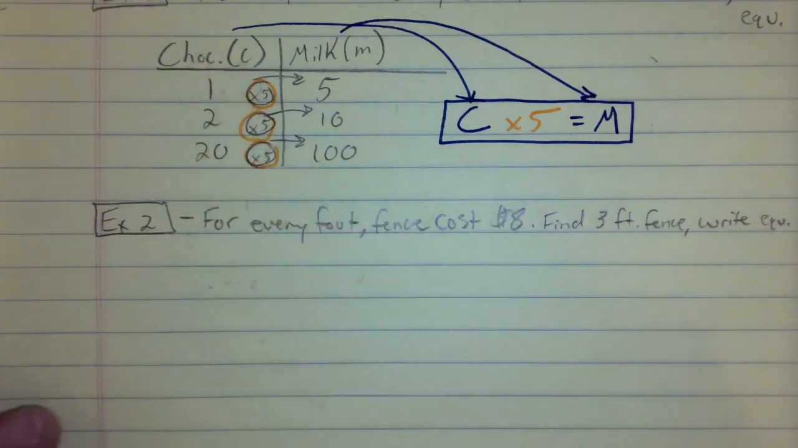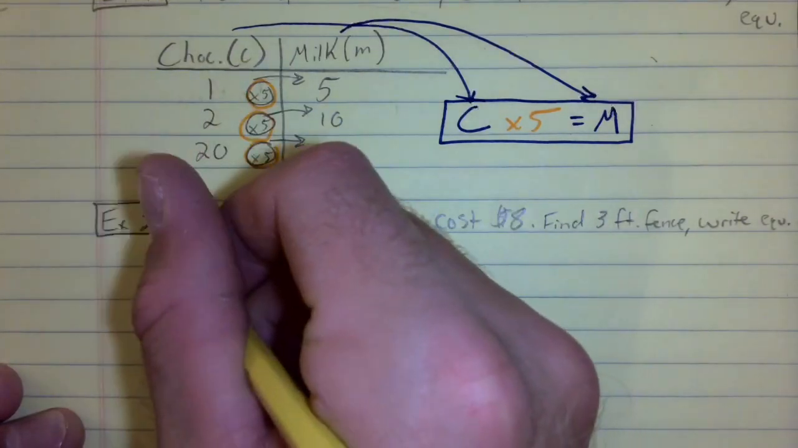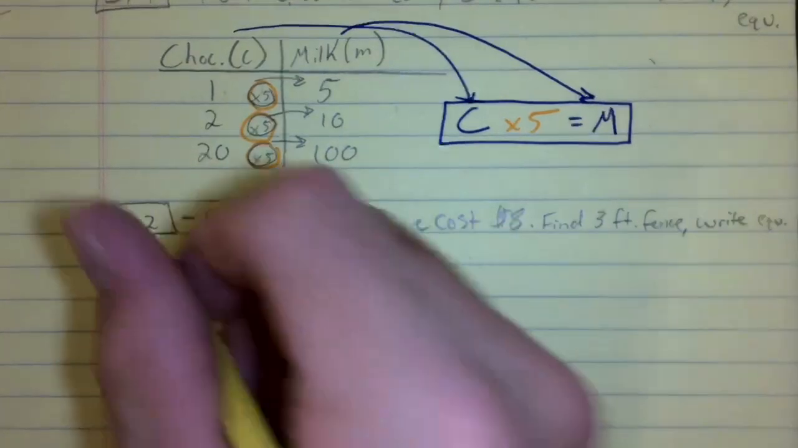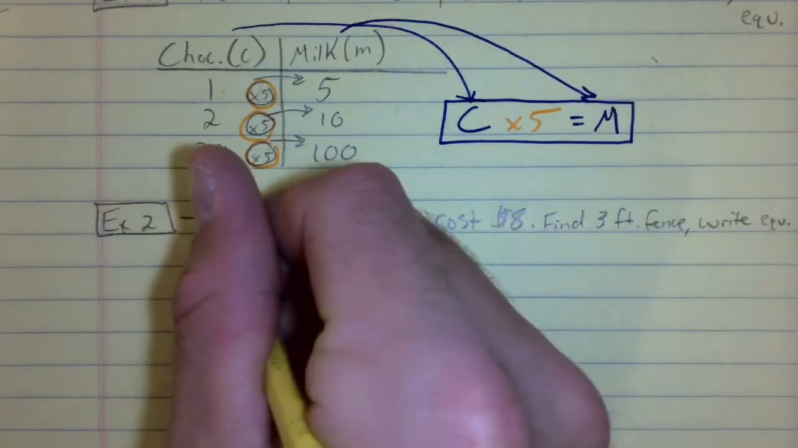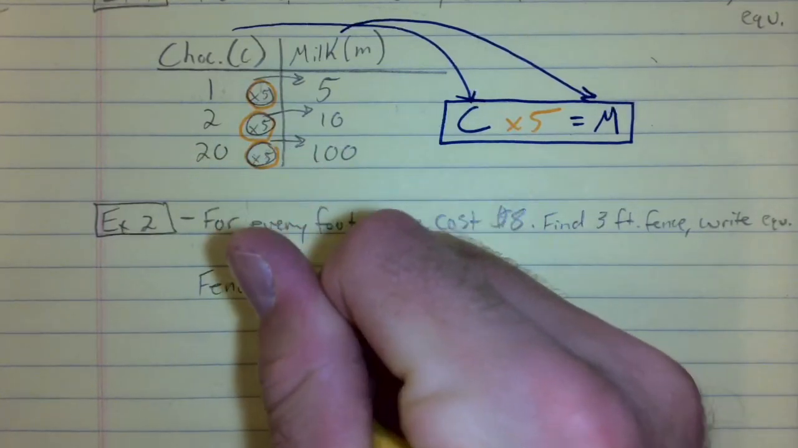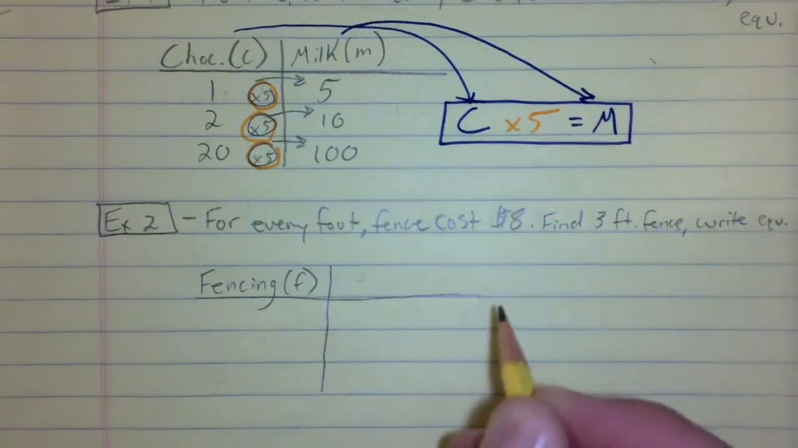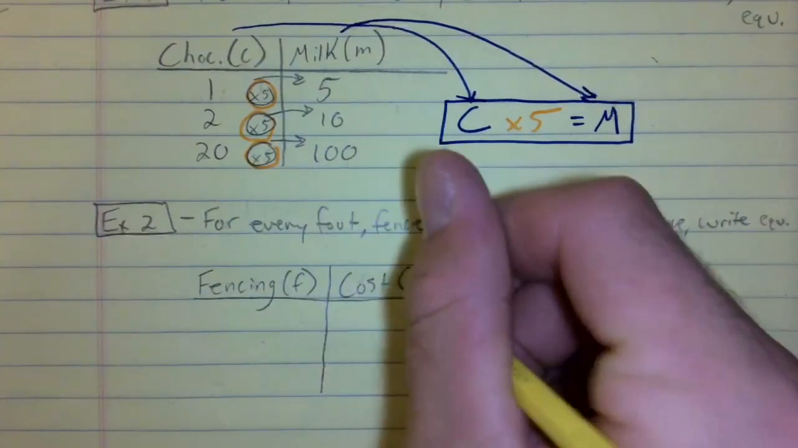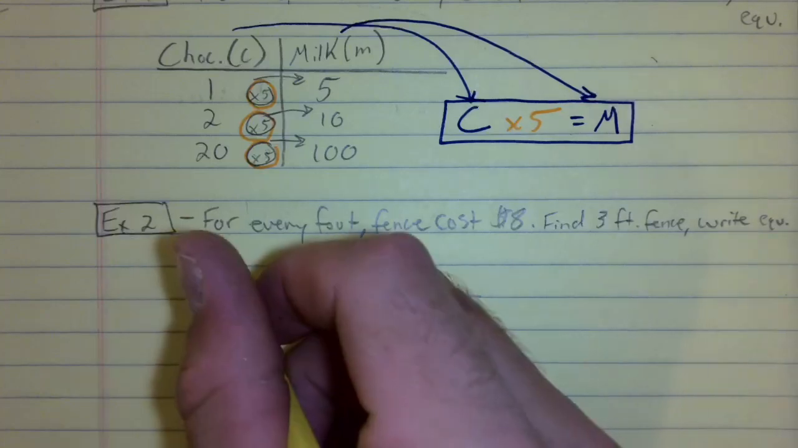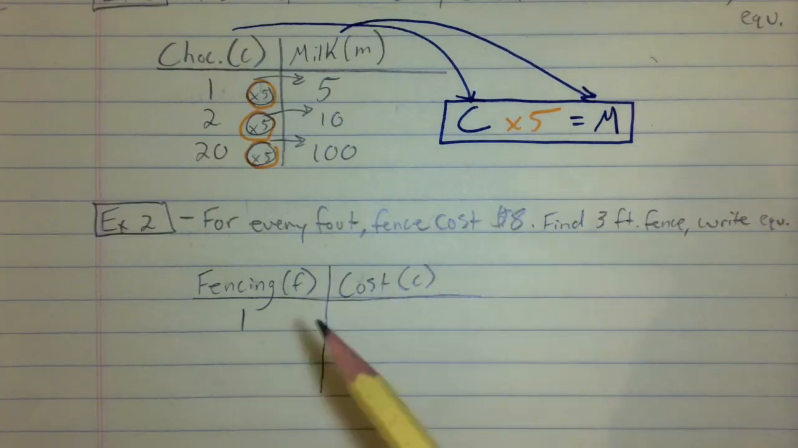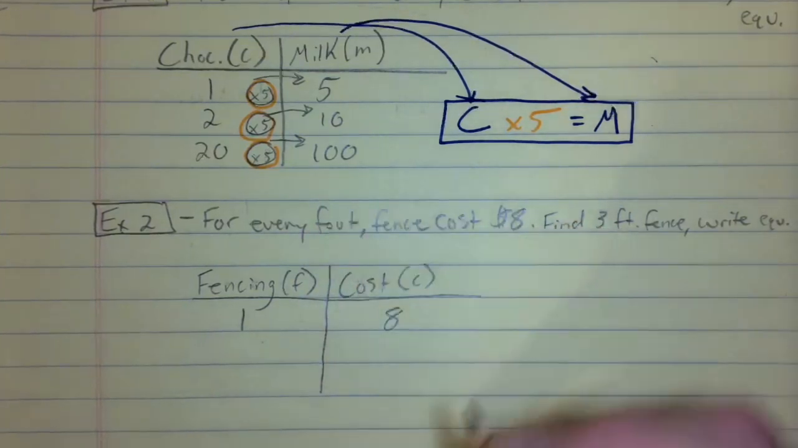So let's go and start with the table. So go ahead and start with your table. We'll start with your foot of fencing. So just write fence or fencing with an F and draw your line. And then we'll just say cost, C. Well, we know that every foot, fill in your information. Step 1 says to create ratio table with information. For every foot, it costs $8. So plug in your 8.